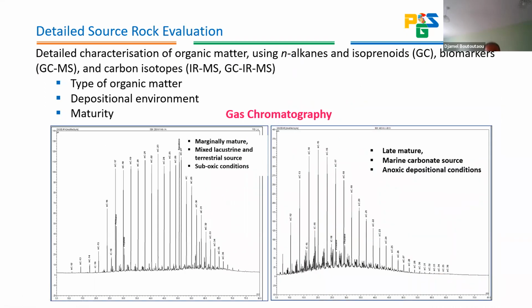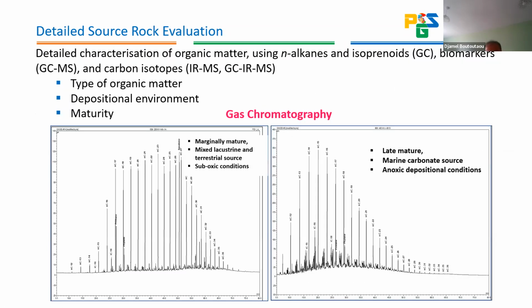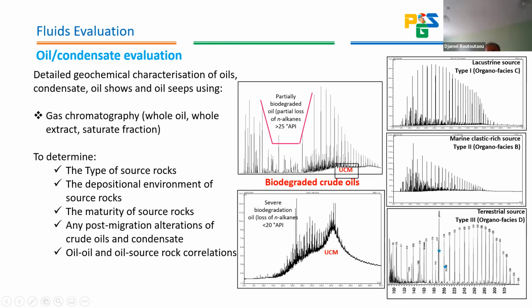In organic matter, we can extract the organic matter and analyze it by gas chromatography and biomarkers, and we can determine the type of our source rock, also the deposition environment and maturity. It's more or less the same as doing it at rock level, but in this case it's more detailed and gives us more information. And we can compare these detailed analyses of organic matter extracted from source rocks to the oils.